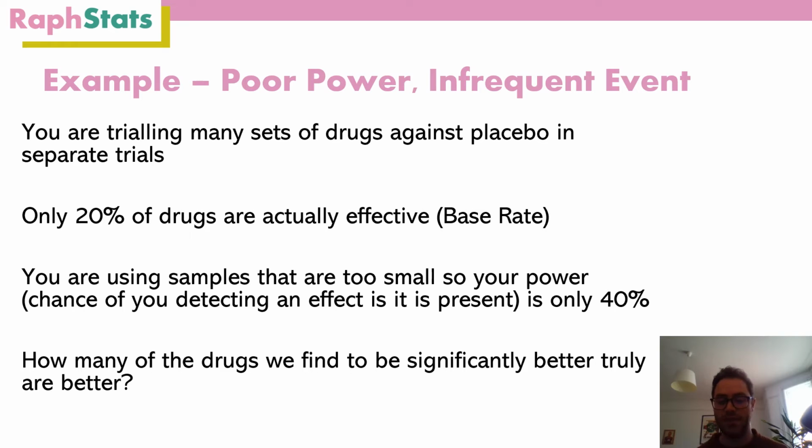Also, trials are expensive, these guys are struggling with funding, so all the samples being used are too small, so the power, that's the chance of us detecting the effect if it's there, is only 40%, so not that high. We normally aim for about 80% traditionally. So if all of these things are true, just guesstimate: of 100 drugs that we test separately, all in individual trials, of the ones that we decide are beneficial for patients, how many are actually going to be beneficial? Give me your best guess. I'll give you 15 seconds to have a think.